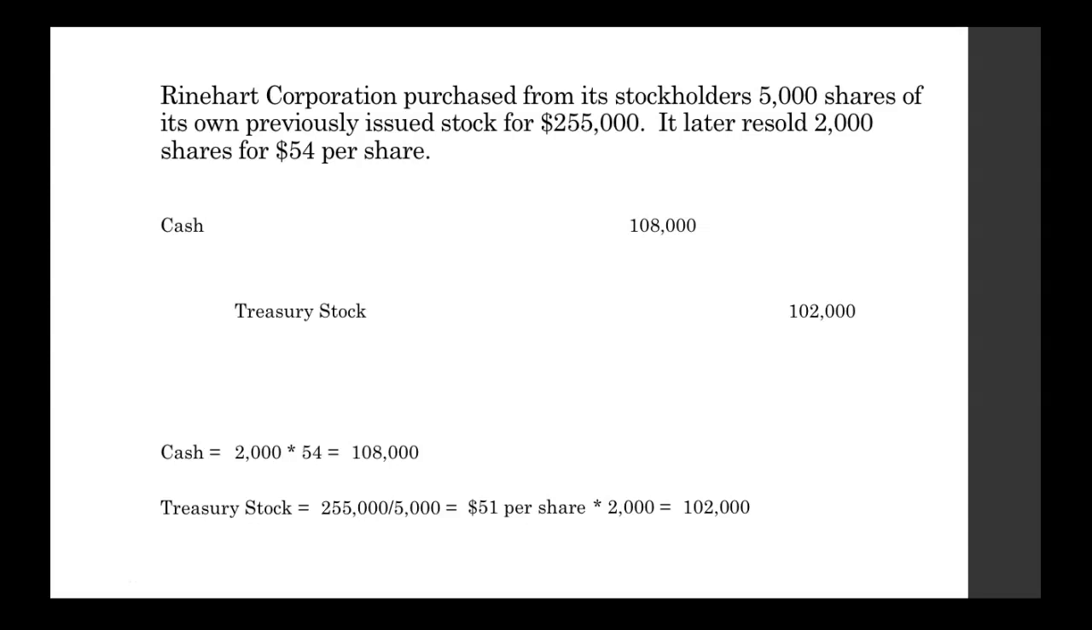So you'll notice right now our debits and credits don't equal. We have one other account that's going to help us out here. It's going to be our paid in capital from treasury stock. So we'll credit that as well. And we credit that for the difference. So 108,000 minus 102,000 gives us 6,000. So we'll credit paid in capital from treasury stock for $6,000.